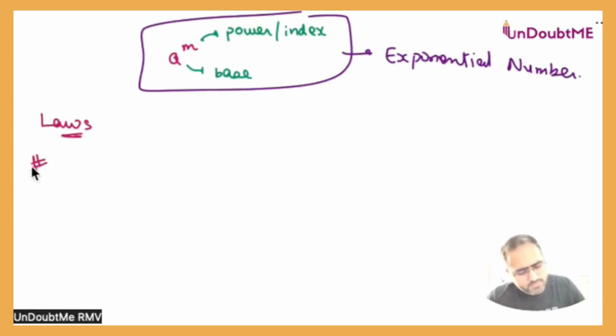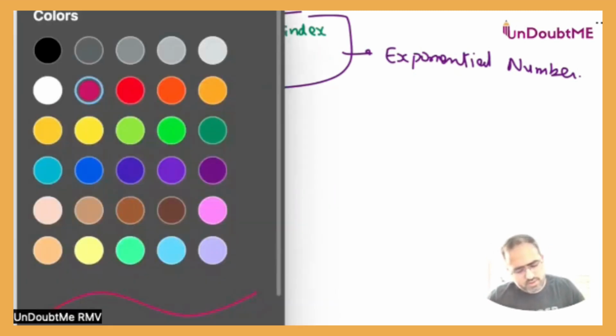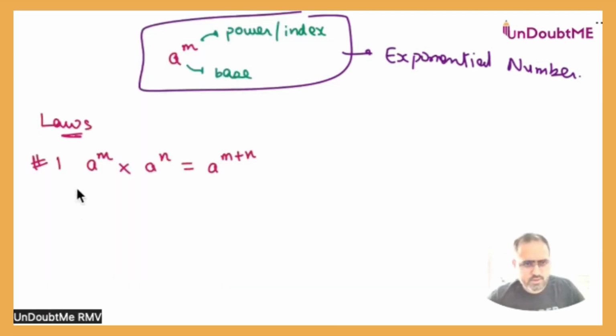First one is a to the power m times a to the power n will be equal to a to the power m plus n. Yeah, m plus n. The powers will be added. Then the second one is if I have a to the power m divided by a to the power n, then it will be a to the power m minus n.